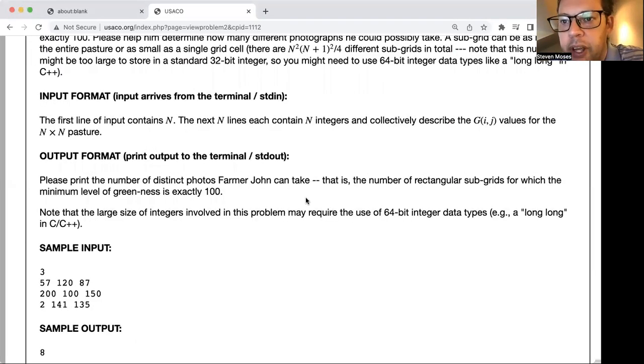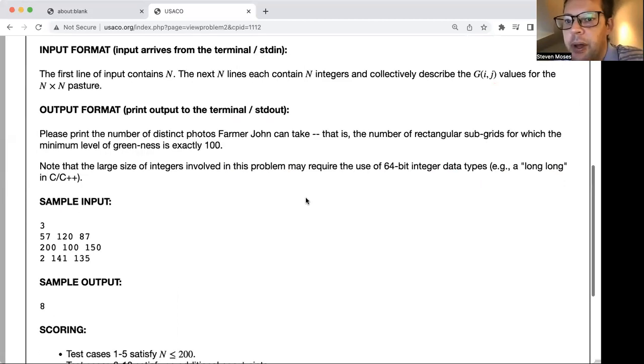The first line of the input contains n. The next n lines each contain n integers and collectively describe the greenness values for the n by n pasture. The output is printed to terminal standard out. Please print the number of distinct photos Farmer John can take, that is, the number of rectangular subgrids for which the minimum level of greenness is exactly 100. We've already explained that.